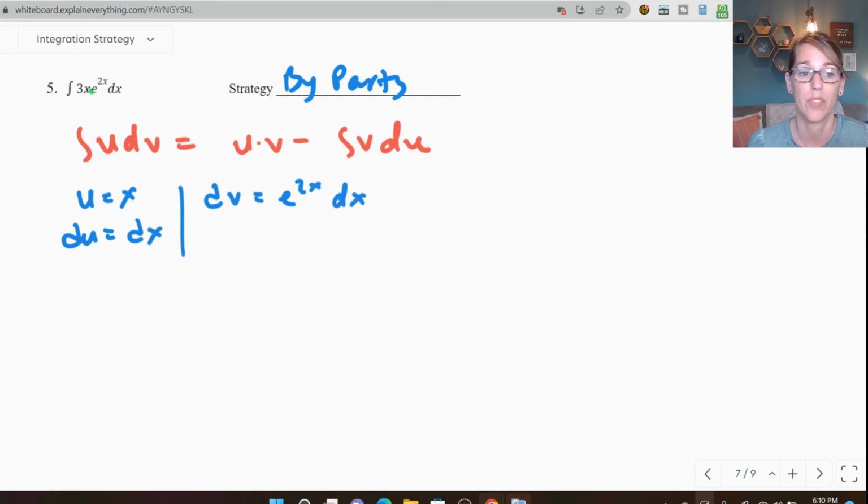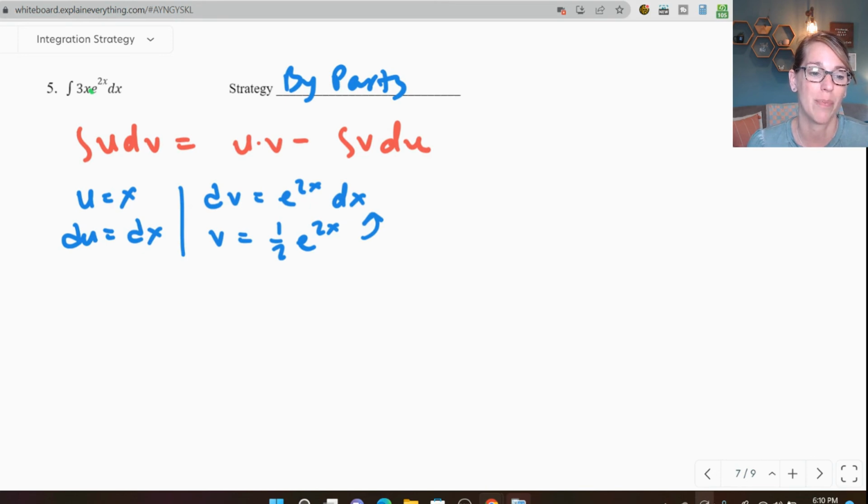I'm going to find an antiderivative to get to v. To find my antiderivative, it's going to be 1/2 e to the 2x, and then just the dx. So for this one, you can take the derivative to make sure that it gets you right back to dv to make sure that you're on the right track. We are on the right track.